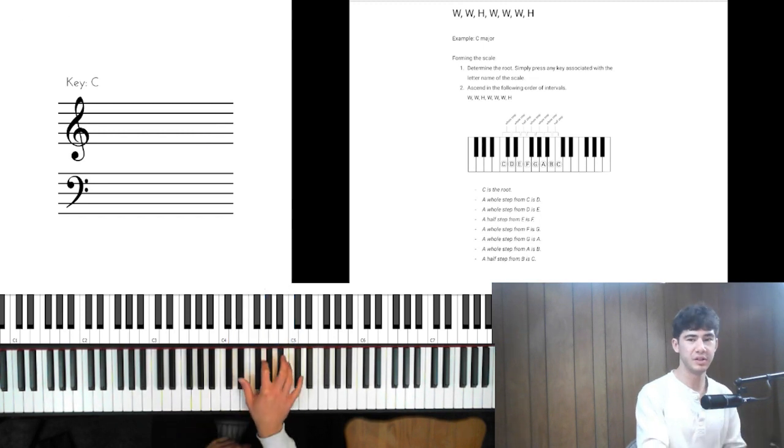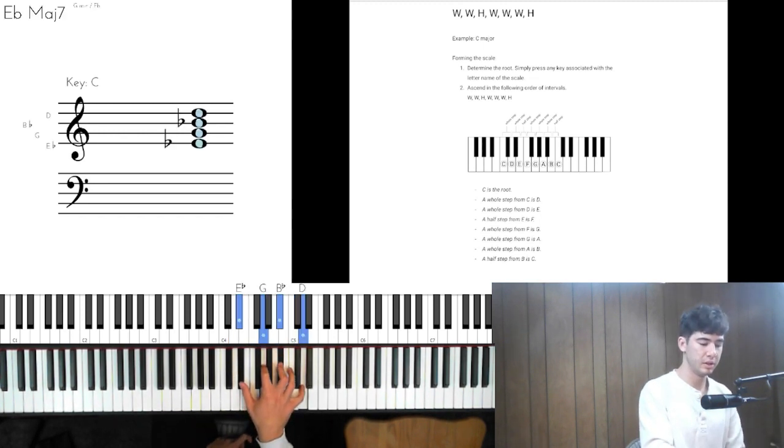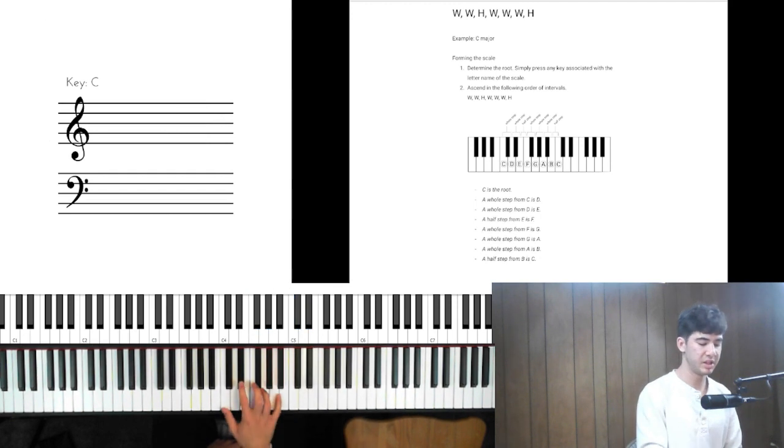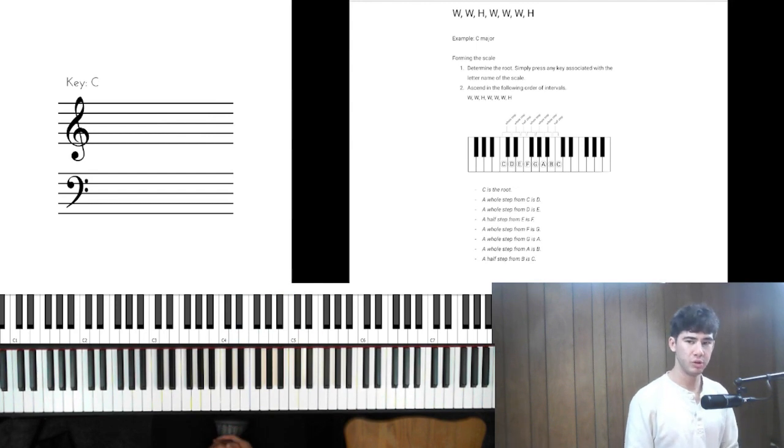Let's move that to E flat. I just want to make this really clear. In E flat, the 1 chord will always be major 7. The 2 chord will always be minor 7. Same exact thing for the key of C major. There it is.